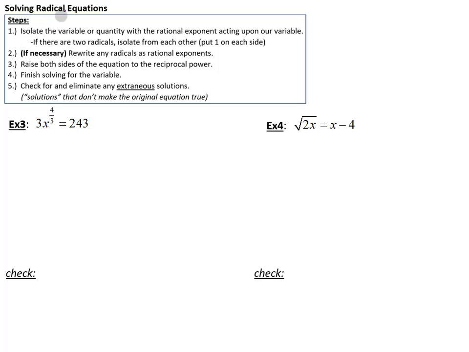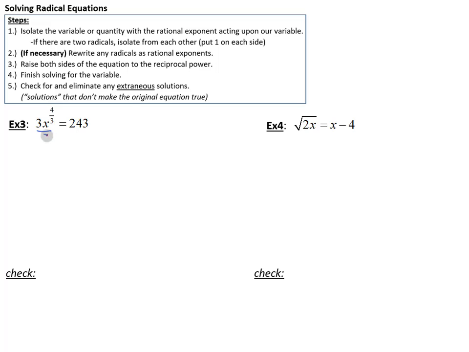Okay, so I've copied over the steps again. They're a little smaller and a couple more problems to continue with. So once again, isolate our variable or quantity that has our fraction exponent or radical on it. And in this case, it's important to notice this exponent is only acting on x, not 3. If it was acting on both, they would need a grouping symbol.